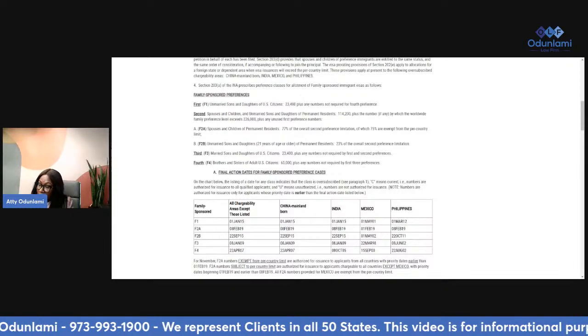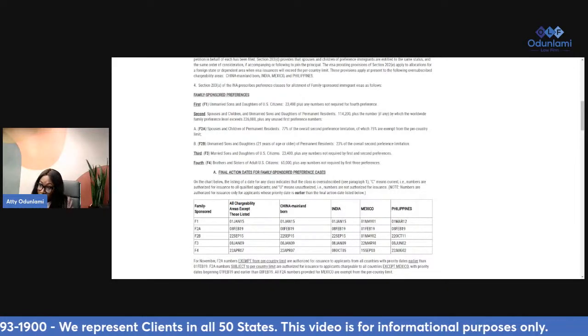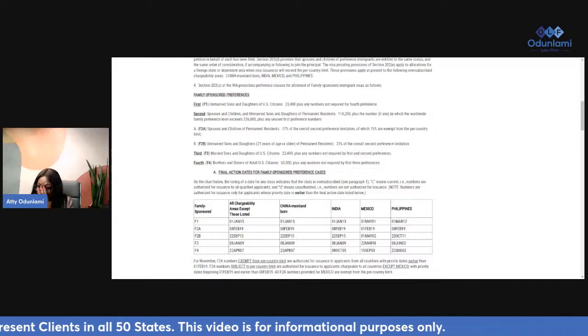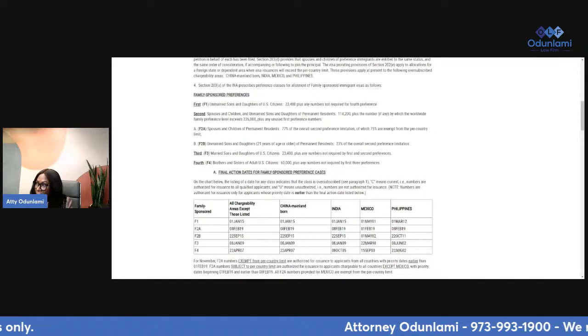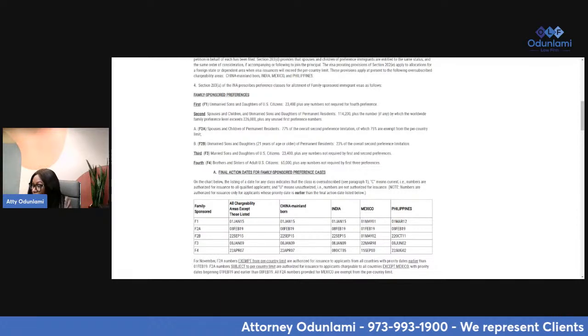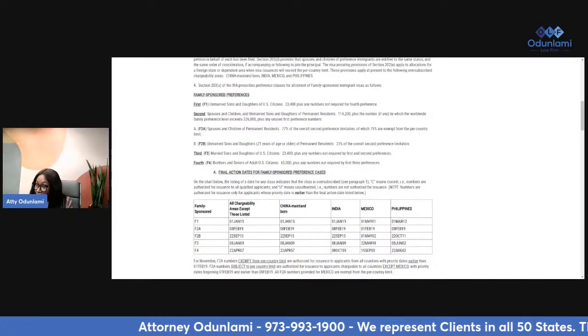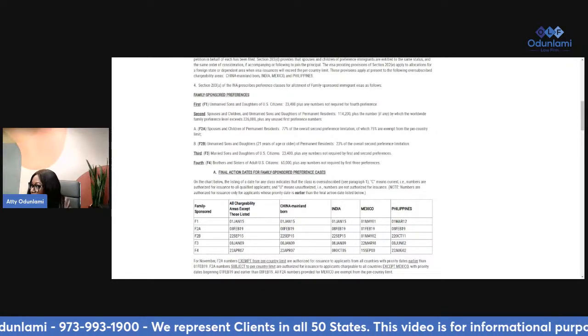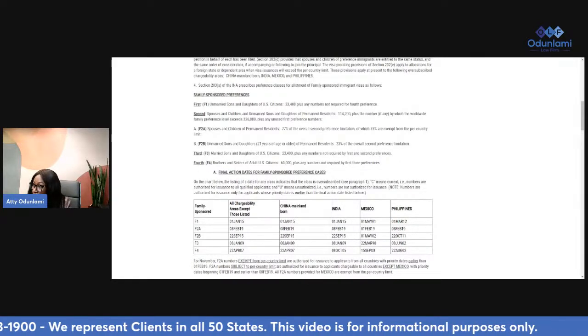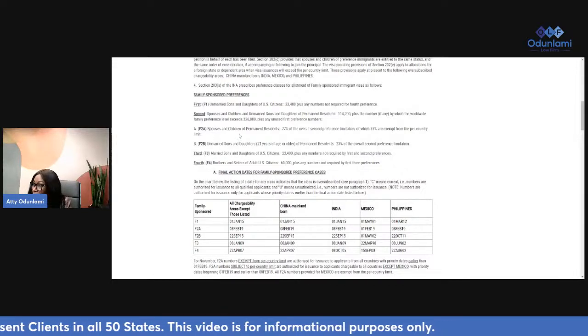Now, your priority date is the date that USCIS received your petition. And when you receive the receipt, it will tell you what your priority date is. With that priority date, you want to be able to check the date when you need to file additional documents or when your case is getting closer. Now, immediate relatives don't have to worry about that, but the preference groups, and I'm going to mention them now, you need to be aware of the visa bulletin.